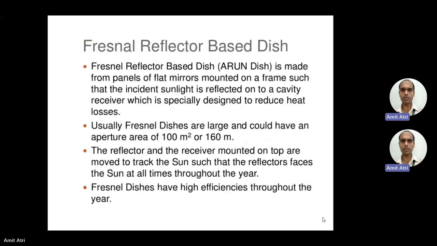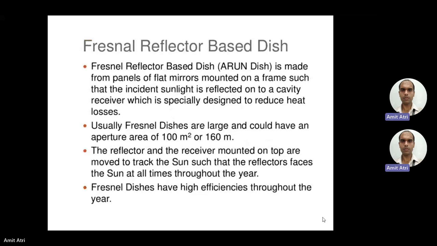Fresnel reflector based dish. This dish is made from panels of flat mirrors mounted on a frame such that the incident light is reflected to a cavity receiver, which is specially designed to reduce heat losses. Now let's see the diagram. Sunlight is falling on the Fresnel reflector based dish, and from there it is concentrated onto a very small area where the receiver is.